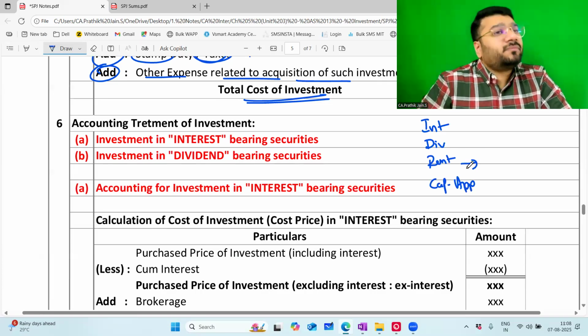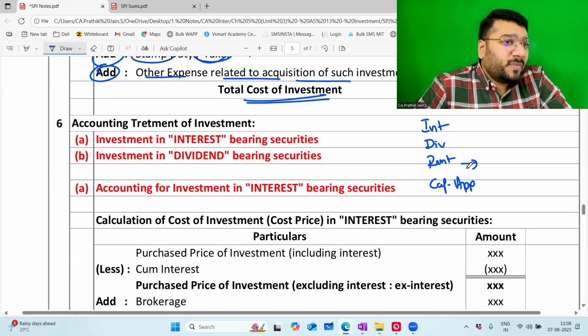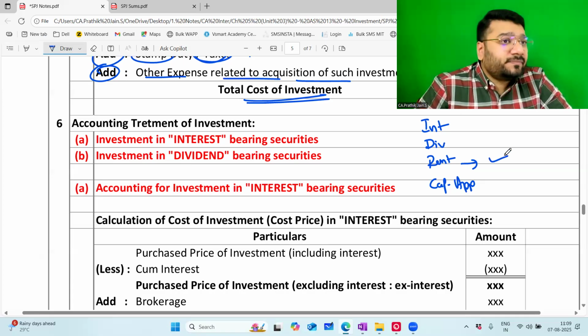My question to all of you, when you want to record an entry for rent, do you have any problem? You've been doing very comfortably since 11th. If rent is received, what is the entry? Cash or bank account debit to rent income. If rent is accrued, what entry? Accrued rent to rent. Do you have any doubts in this? Which means in the accounting for rent, there is no complication.